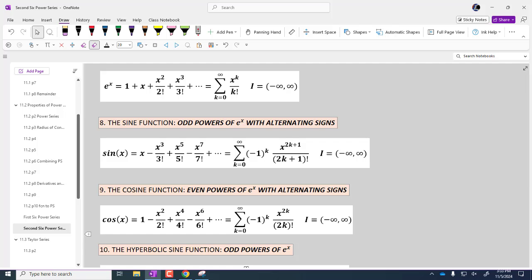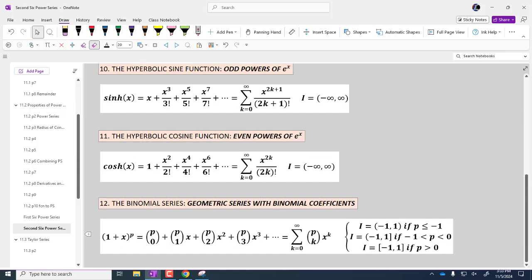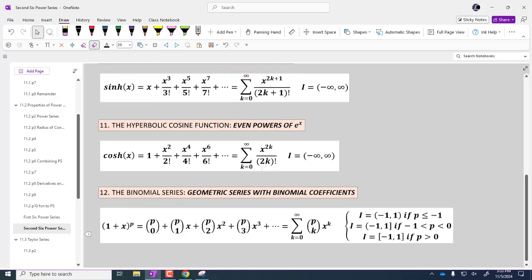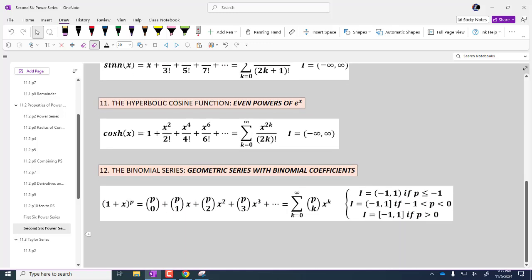And then for sine, same thing. It's going to match all the odds, except every other odd will be negative. It's going to match exactly for sinh and cosh, though. And notice, cosh and cosine are identical, except for the pluses and minuses on cosine. And then we'll get to binomial series. That one's going to be all by itself, weird.